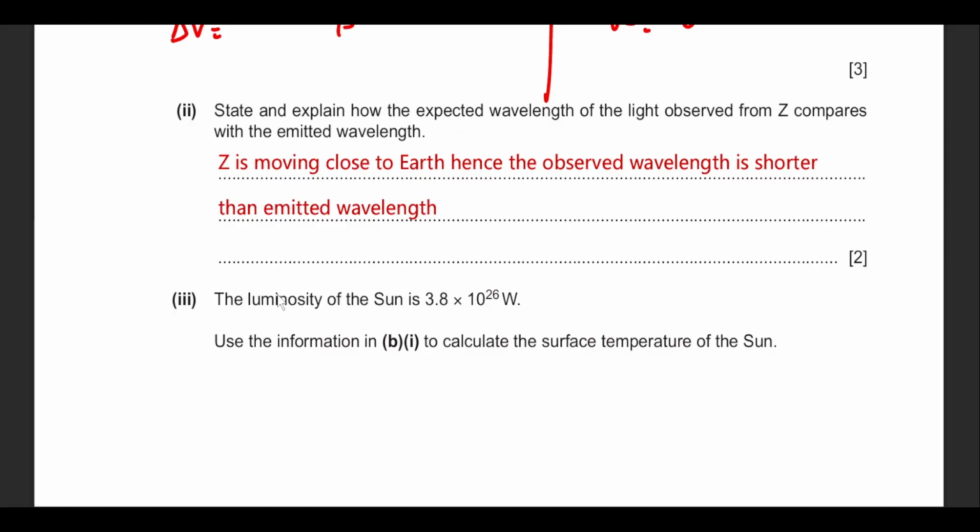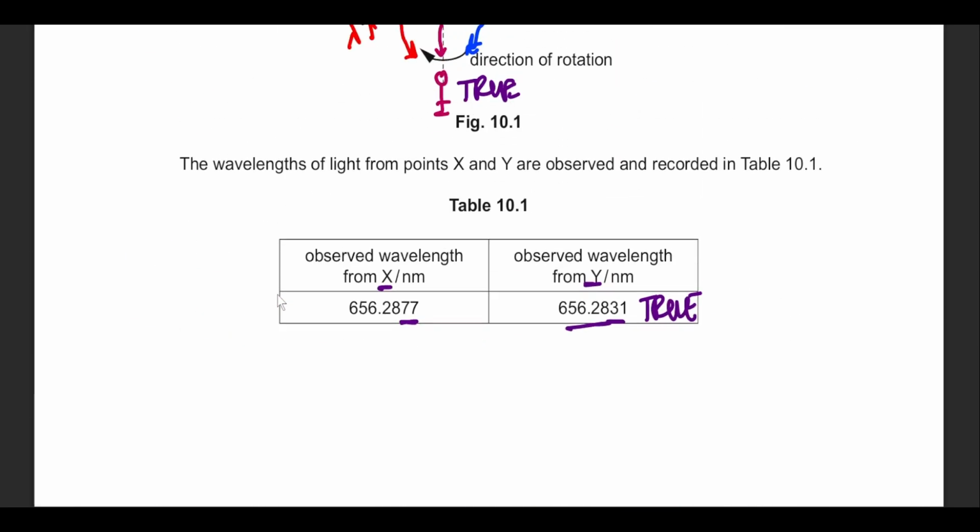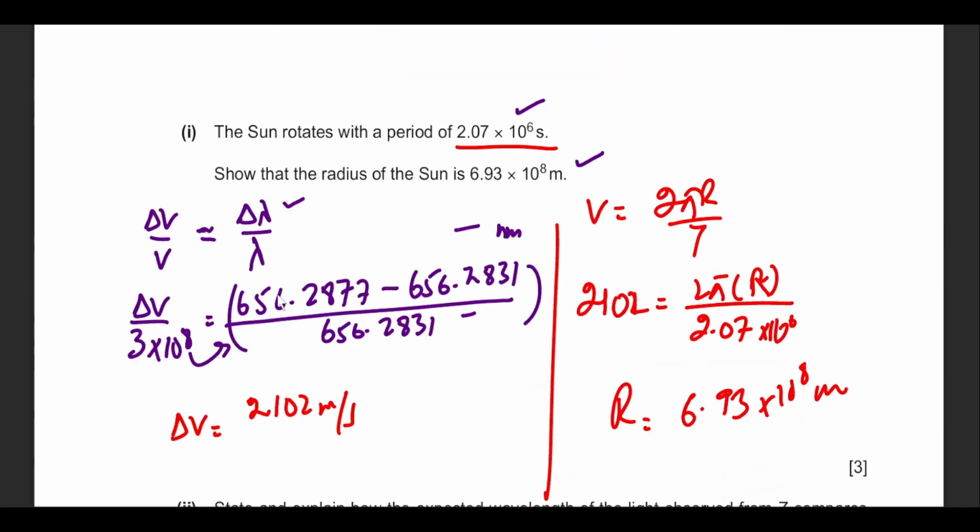The next part: explain how the expected wavelength of the light observed from Z compares with the emitted wavelength. Z is moving close to the Earth, hence the observed wavelength is shorter than emitted. And I've already discussed this over here. This is already discussed due to the Doppler effect.